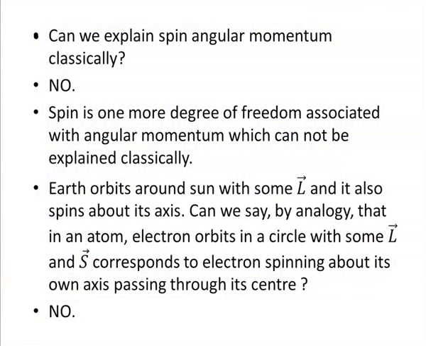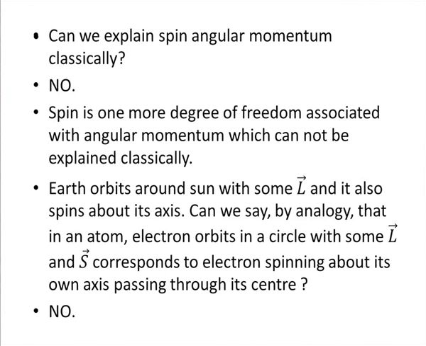Now, can we explain spin angular momentum classically? No, we cannot. Spin is one more degree of freedom associated with angular momentum which cannot be explained classically. Now, Earth orbits around Sun with some L and it also spins about its axis. Can we say by analogy that in an atom, electron orbits in a circle with some angular momentum and spin corresponds to electron spinning about its own axis passing through its center?